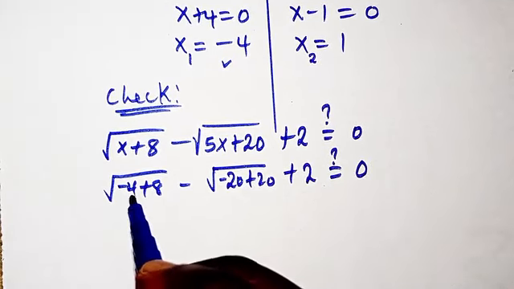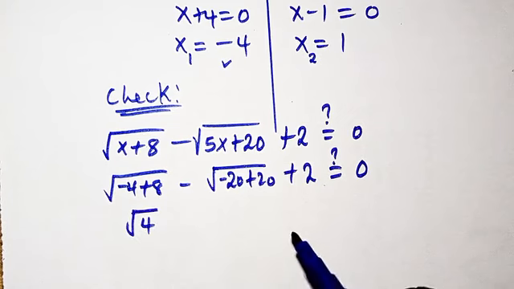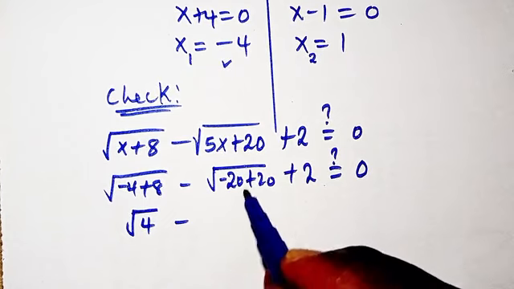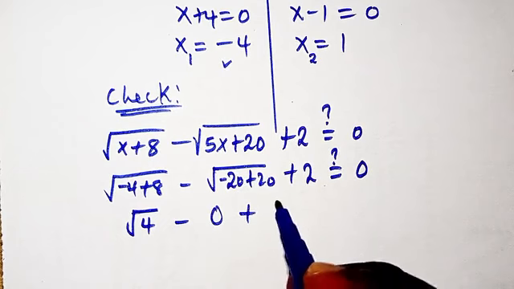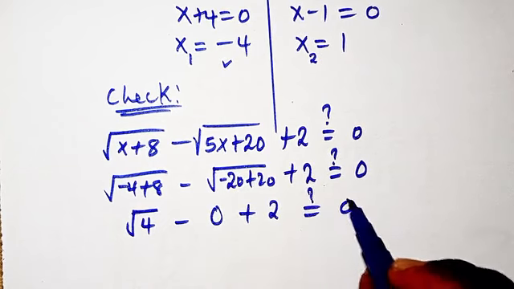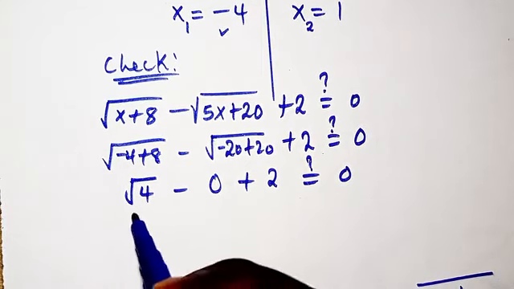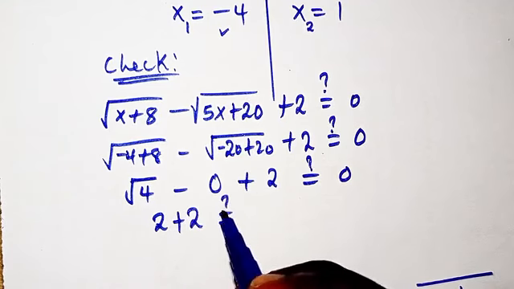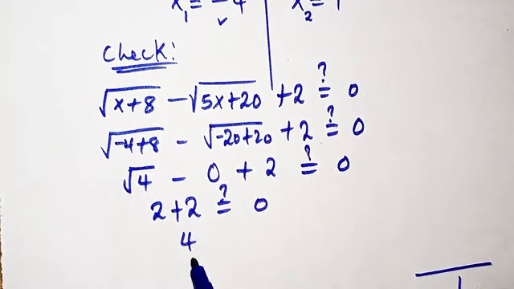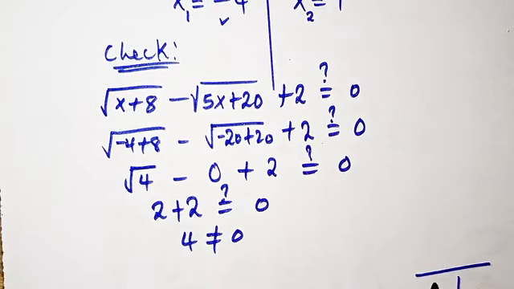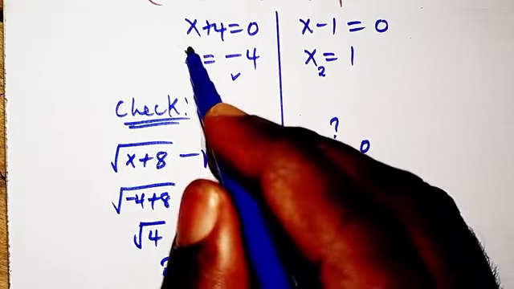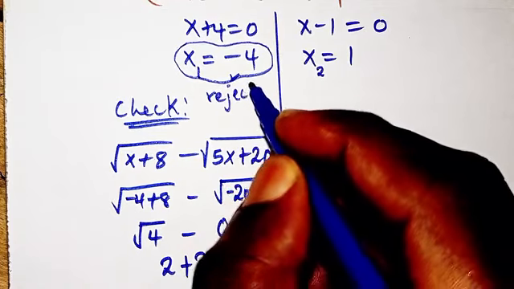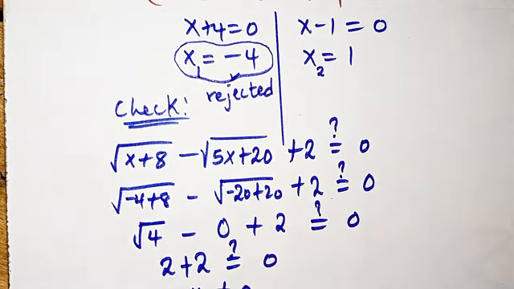So let's see. So minus 4 plus 8 will give us 4, that is square root of 4 minus, here we have this to be 0 and we have this to be 2. Is it going to give us 0? Now here we have root 4 to be 2, 2 minus 0, then we have plus 2 here. Is this going to give us 0? So we can see 2 plus 2 give us 4, and 4 is not equal to 0. So therefore this x1, which is minus 4, will be rejected. So we are going to reject this, okay.